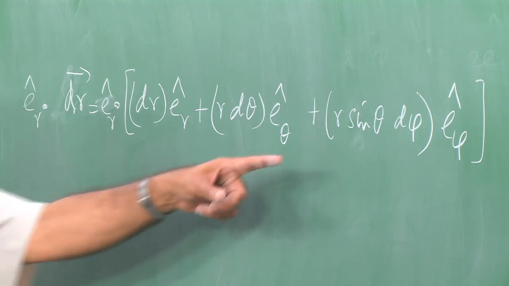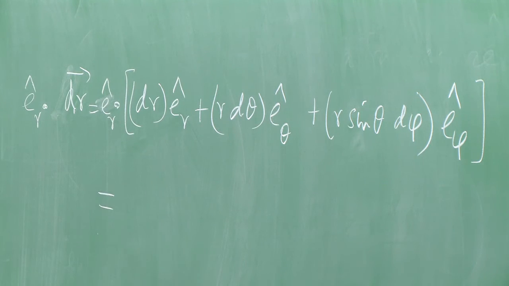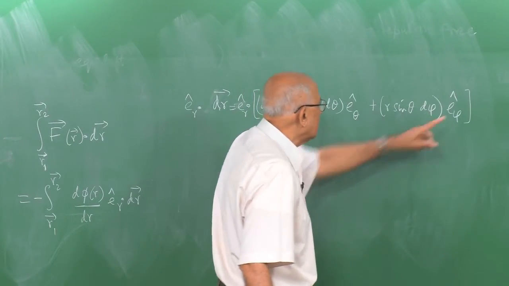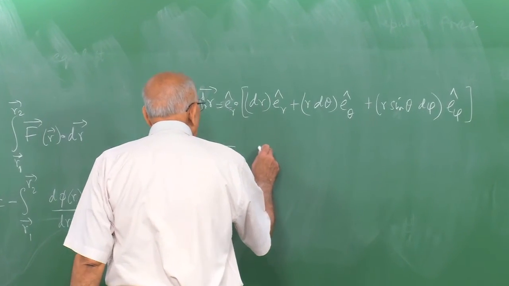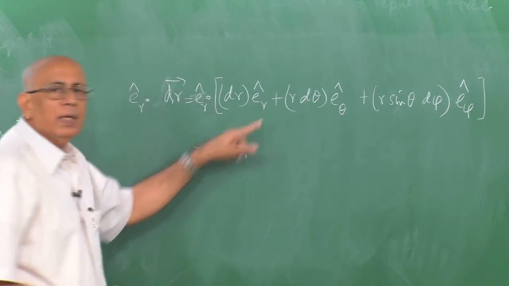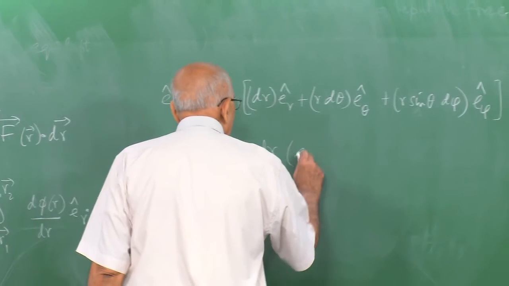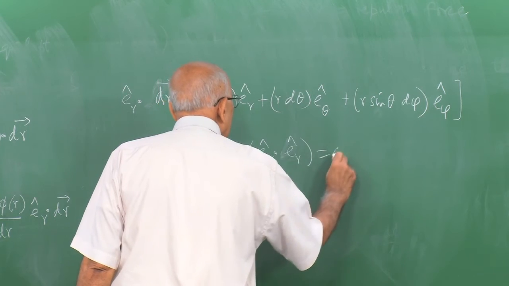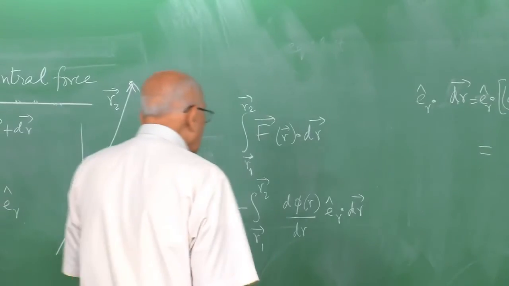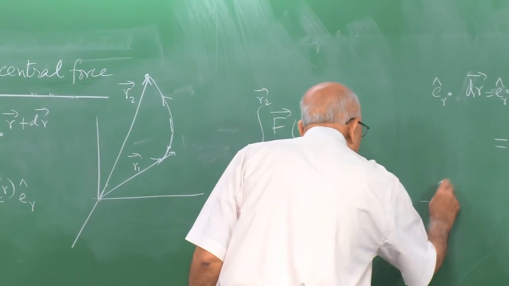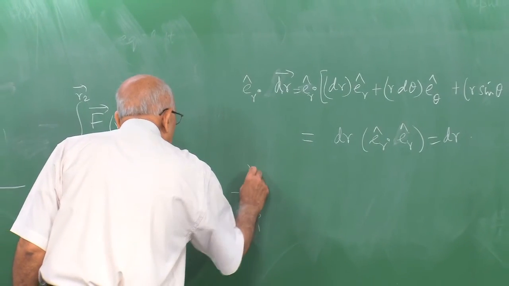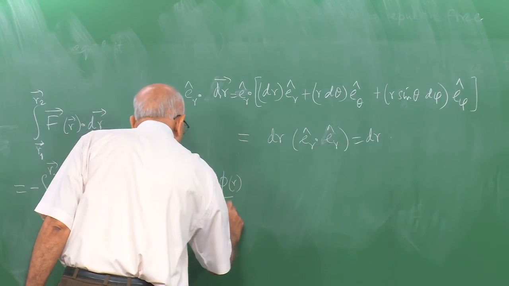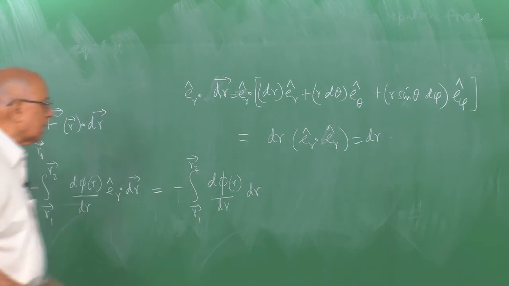But e_r, e_theta and e_phi are at right angles to each other. They form a right-handed triad. So e_r dot e_theta is 0, e_r dot e_phi is 0, and therefore this reduces to dr times e_r dotted with e_r, which is equal to 1. So this is just dr, and therefore this reduces to minus the integral from the point r1 to the point r2 d phi over dr times dr without any vector signs.